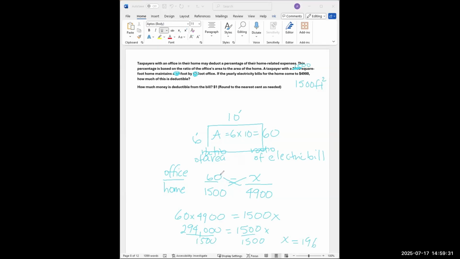All right, so the area of the office was 60, and that in the ratio is 60 to 1,500 for the home. So the electric bill portion for the office is $196. That's my tax deductible electric for my home office.